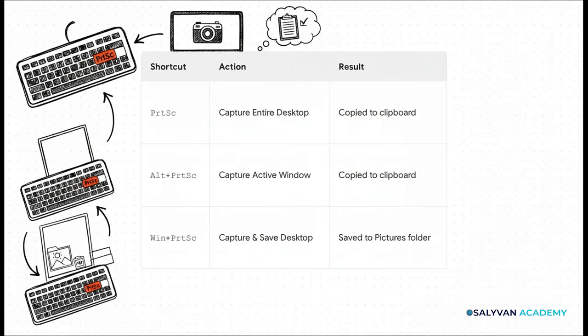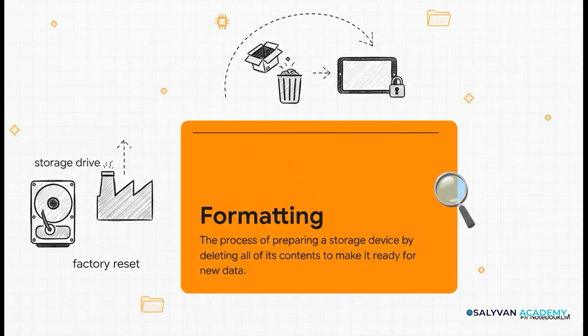So here are your 3 main shortcuts. Just hit the PRTSC key and it copies your entire screen ready to paste. Hold Alt and hit PRTSC and you'll get just the active window. And my favorite, hold the Win key and hit PRTSC and it automatically saves a picture of your whole desktop right to your Pictures folder. Super useful.